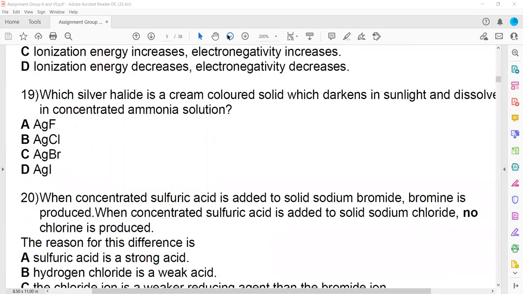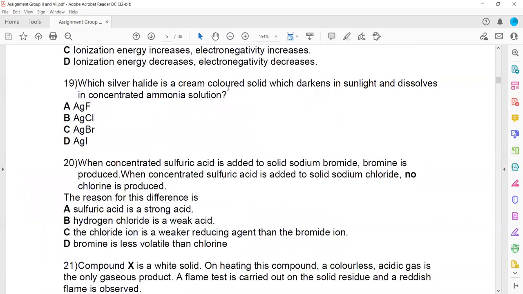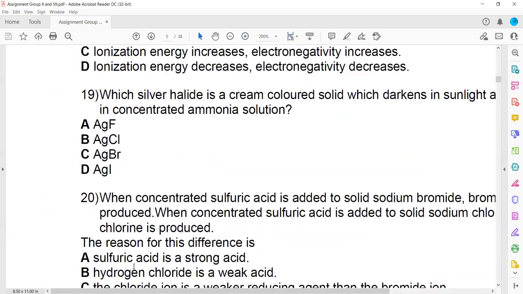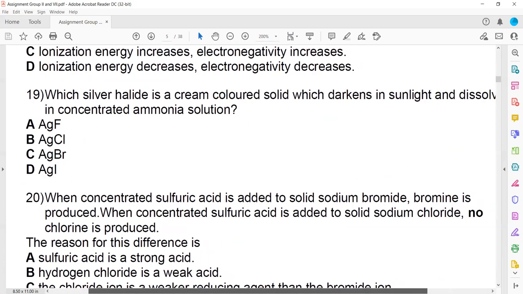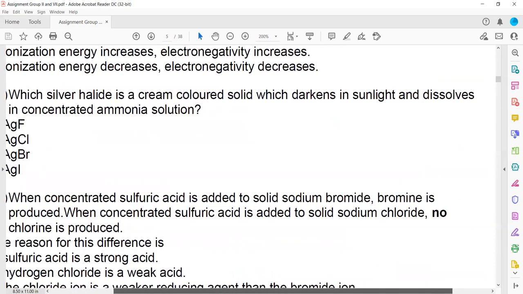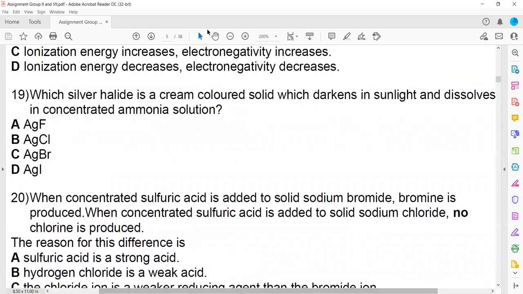Then which silver halide is cream colored, darkens in sunlight and dissolves in concentrated ammonia? So concentrated ammonia can dissolve silver bromide only. If we have silver chloride, it is soluble in both dilute ammonia and concentrated ammonia. Both solutions can dissolve silver chloride. And all these halides turn dark when exposed to sunlight, as silver is formed.